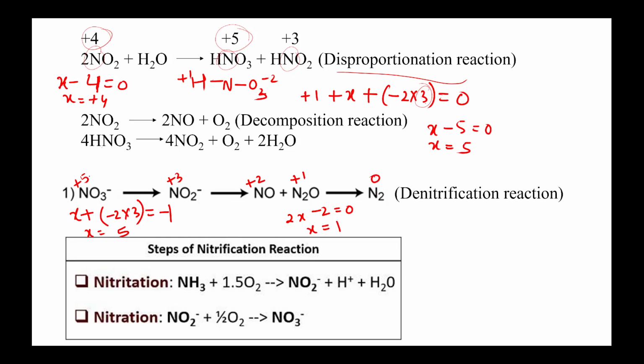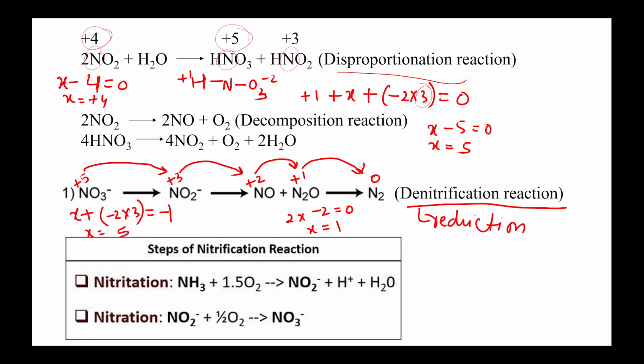So you can see a reduction is happening. From +5, we are going to +3. From +3, we are going to +2. From +2, we are going to +1, and then we are reducing it to 0 oxidation state. So this is the denitrification process, which is a reduction process. Reduction is happening. And in nitrification, oxidation is happening.